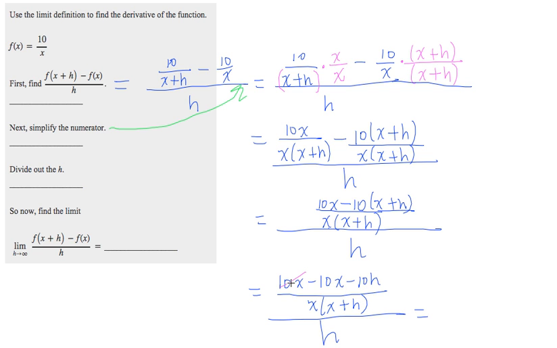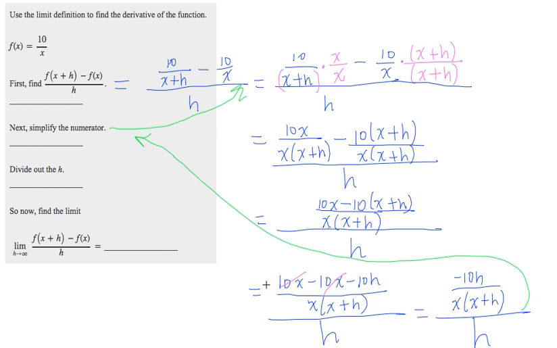And notice the 10x's cancel. So we have negative 10h over x times x plus h, all over h. That is what you would put right here for simplifying the numerator. Then it says divide out the h.